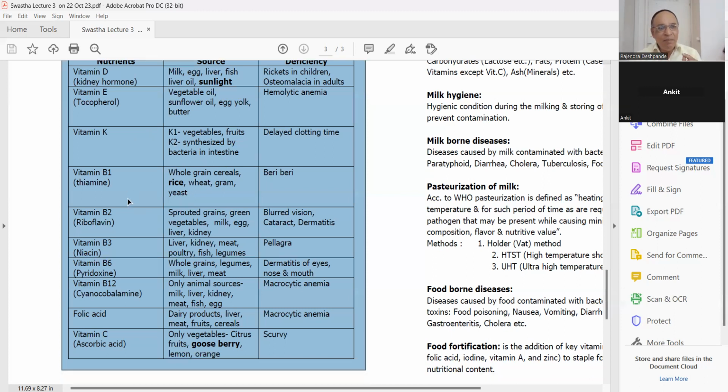Okay. Vitamin B1, thiamine: whole grain, without polished type of grain, cereals, rice, wheat, gram, and yeast. Vitamin B1 deficiency is called beriberi.